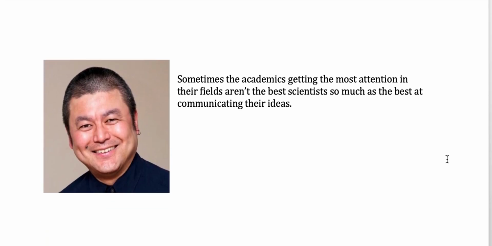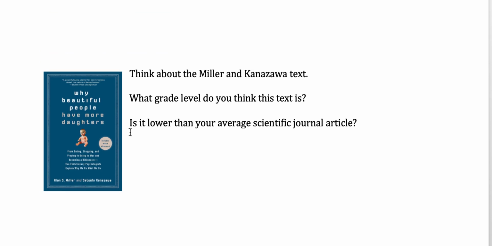Here's the key point: sometimes the academics getting the most attention in their fields aren't necessarily the best scientists. They're just the ones who are best at communicating their ideas. Kanazawa is an example of that. Perhaps the most famous person in evolutionary psychology, despite being widely criticized, he's got a best-selling book. It was published 10 years ago, but it continues to sell.